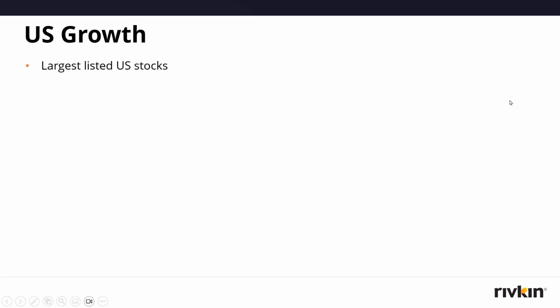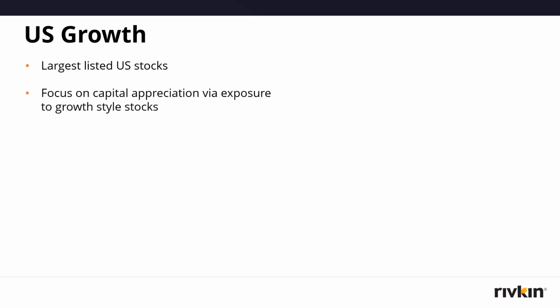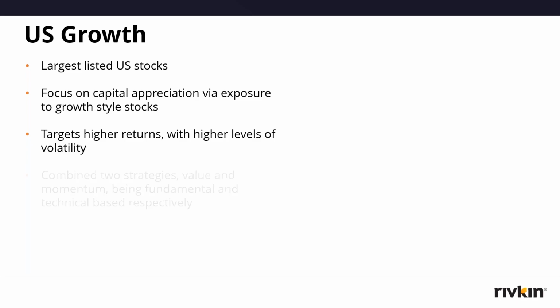Over to US growth. So this is the US focused version in the same concept of ASX growth. It looks for the 100 to 200 largest stocks listed in the United States. Again, that focuses on long-term capital appreciation because we want exposure to growth stocks, which tend to come with more volatility. So we are targeting higher returns, but as a result, we do see higher levels of volatility.